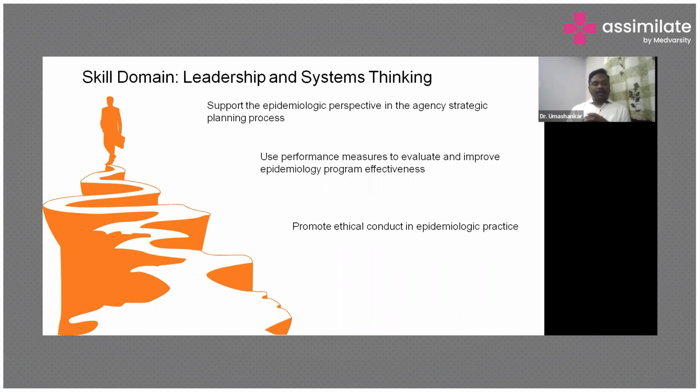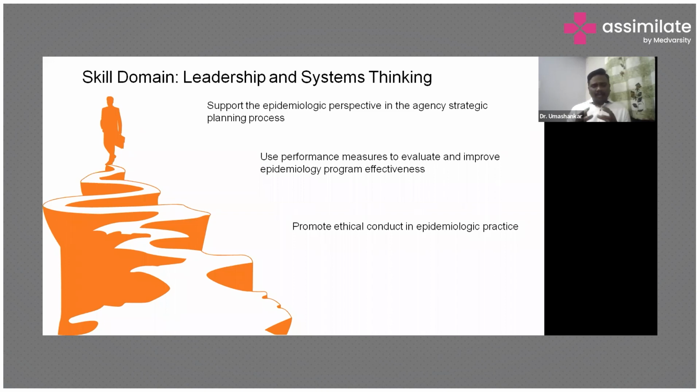Most important of all, whatever we do should be done ethically. Because as epidemiologists, we do a lot of research. That research should be ethical. The practice should be ethical and evidence-based. So that is why these skills are necessary for an epidemiologist. So we have to do all these things.